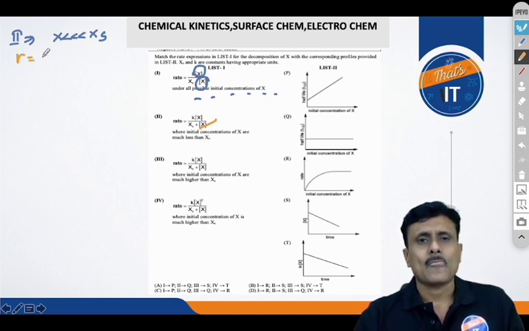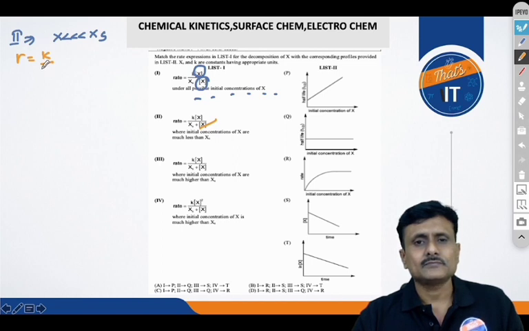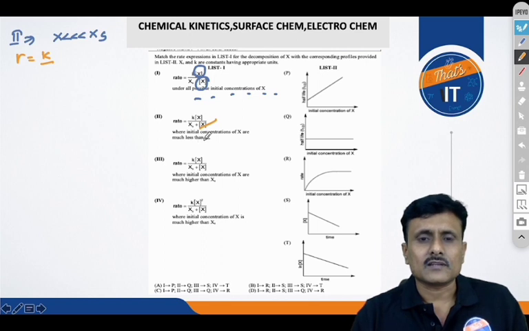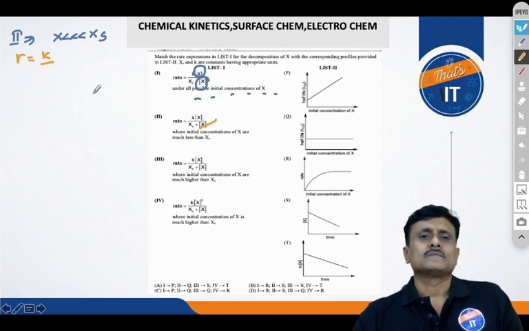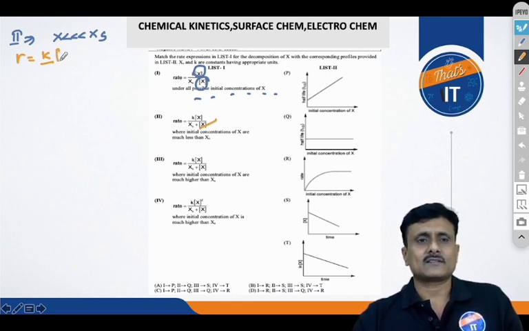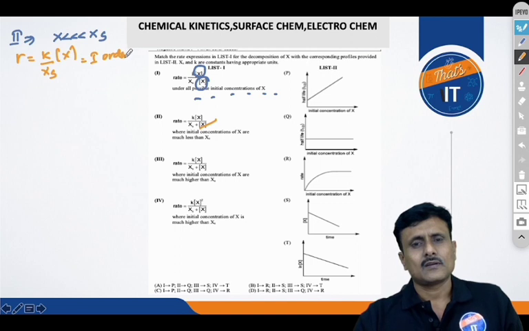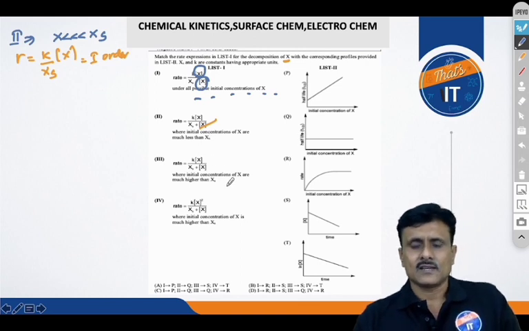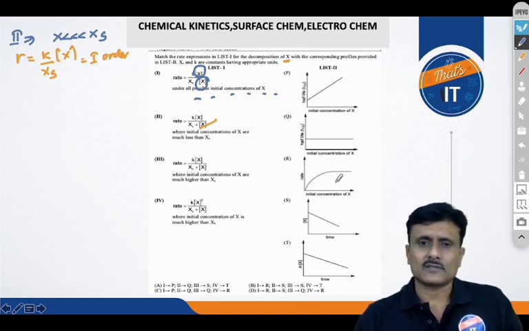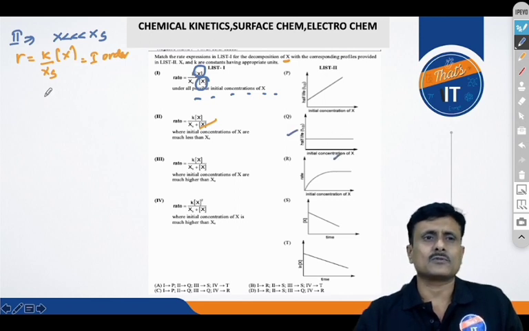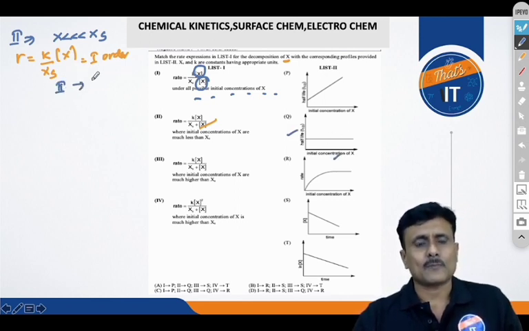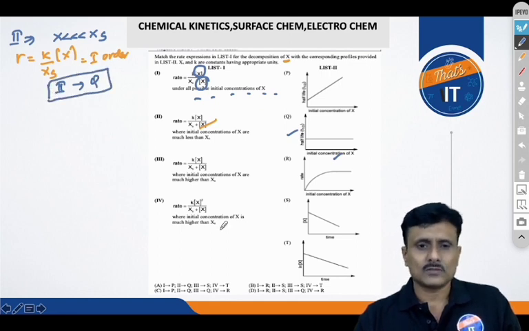So, rate equal to k by some constant, where the initial concentration of x is much less than xs. So, the x value is negligible, isn't it? X divided by xs. You can see this is a first order equation because the rate depends upon the concentration of the reactant, which is x. So, first order equation. You can see that half life and initial concentration are parallel. So, for 2 the matching option is q. For 2 the matching option is q.